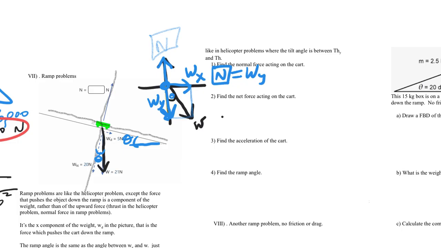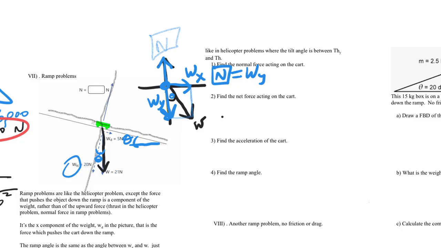Okay, see, it's not lifting or burrowing itself into the ramp. Look at my FBD, free body diagram. There is no vertical acceleration relative to the ramp. So the normal force has to equal the y component of the weight, which they call Wn, which I don't like. Okay, so normal force has to equal the y component of the weight.